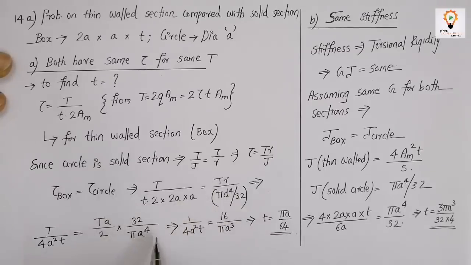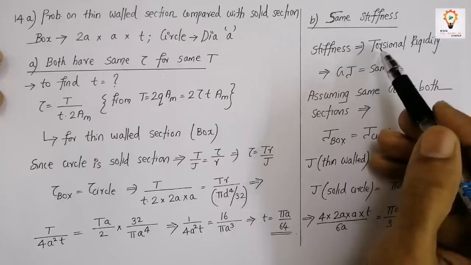Now the diameter d, in the question it is given as small letter A. So I am substituting pi A raised to 4 here. Now we will get t is equal to pi A divided by 64. This is the answer. Now second case, for the same stiffness.